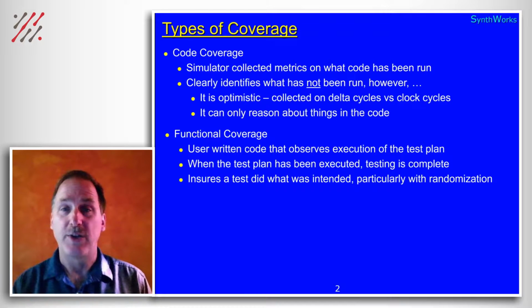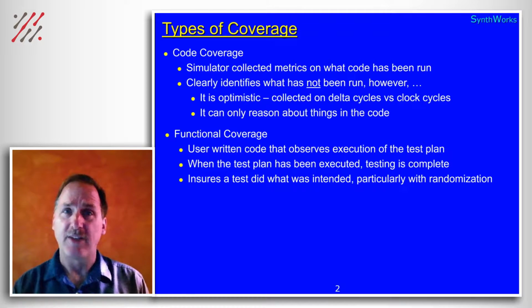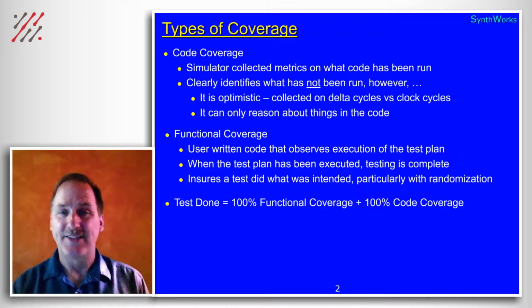Functional coverage, on the other hand, is user-written code that observes the execution of the test plan. When a test plan has been completely executed, that's when our testing is actually done. So this functional coverage can be used to tell us test done, okay? And functional coverage ensures a test did what was intended, particularly when we're considering randomization, where we don't know exactly what the test is intended to do, but also for directed testing, as the test complexity grows, our test setup methodology, if there's any errors in that, it won't actually test what we think it tested, and our functional coverage will help us know that. So what I see as test done is 100% functional coverage, but I also like using the code coverage as a catch-all, as if I left something out of the functional coverage, the code coverage, if it's not run, will tell me that.